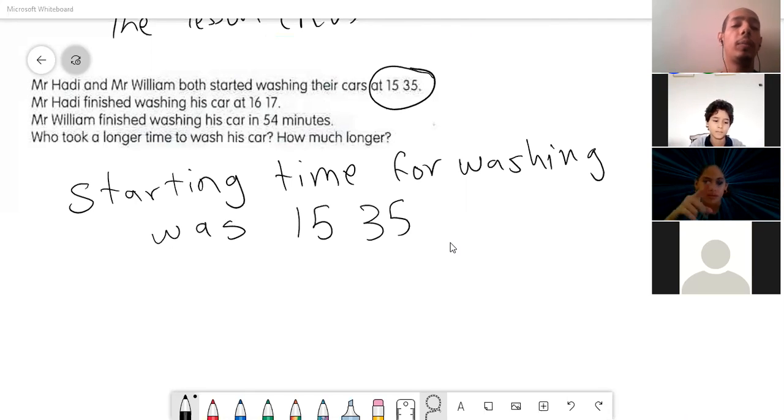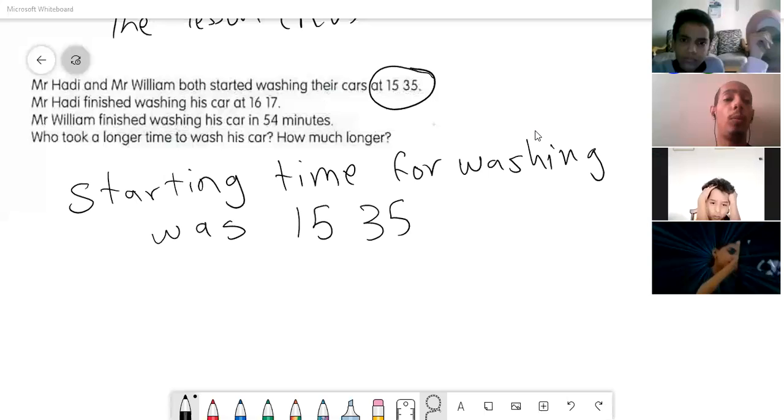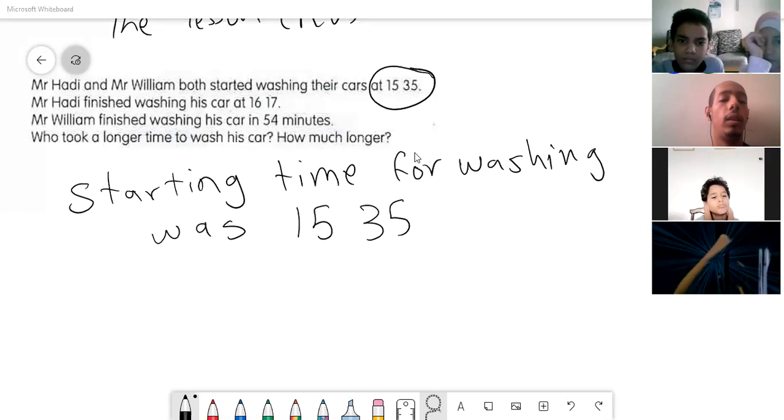Nobody answered. Okay. The time was given in the 24-hour clock, not in the 12-hour clock. Guys, look here, please. So the starting time of washing the cars was at 15:35. This is for both Hadi and William.